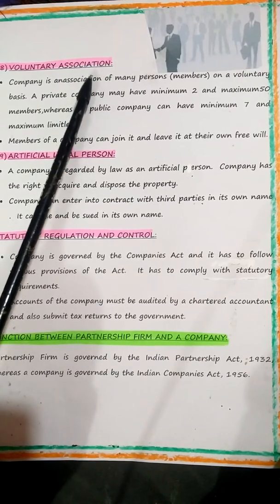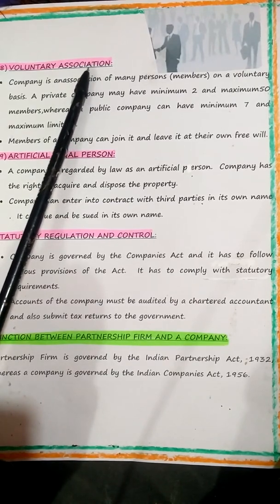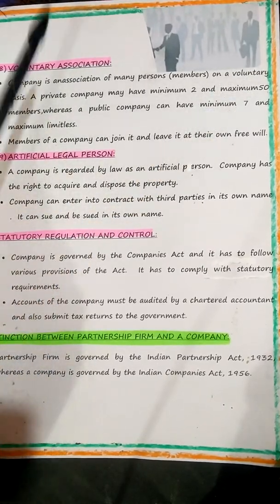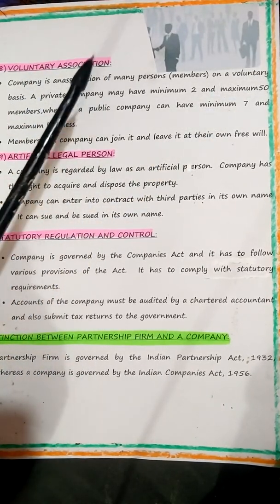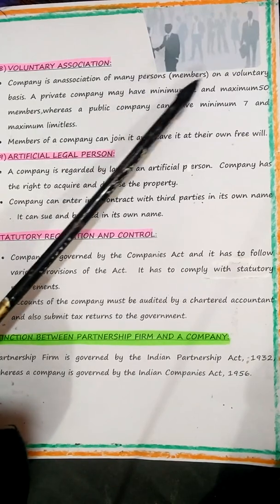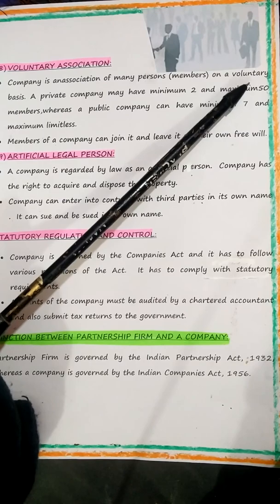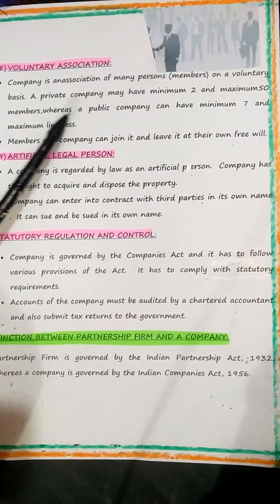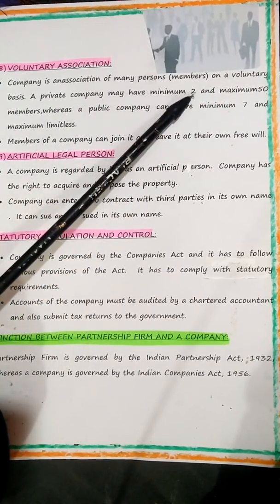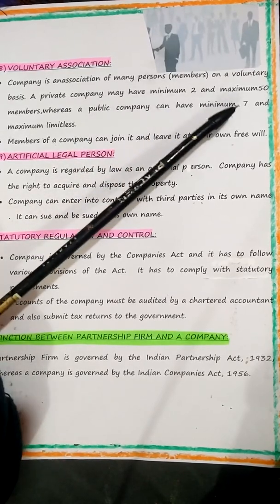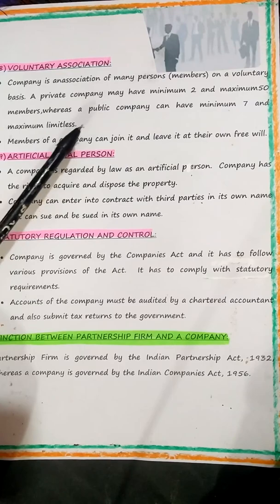Association is a group of people joining together for a joint purpose or common purpose. So voluntary association is one of the important features of joint stock company. A company is an association of many persons, members, on a voluntary basis. That means free will, optional, discretionary, without any compulsion. A private company may have a minimum of 2 and a maximum of 50 members, whereas a public company can have a minimum of 7 and a maximum limitless.